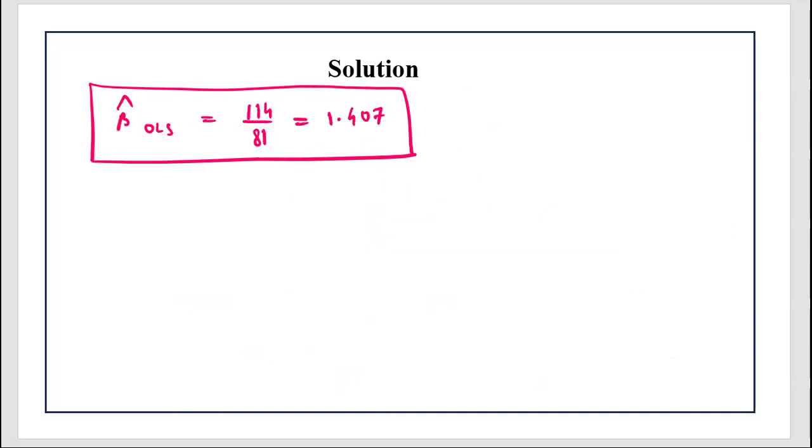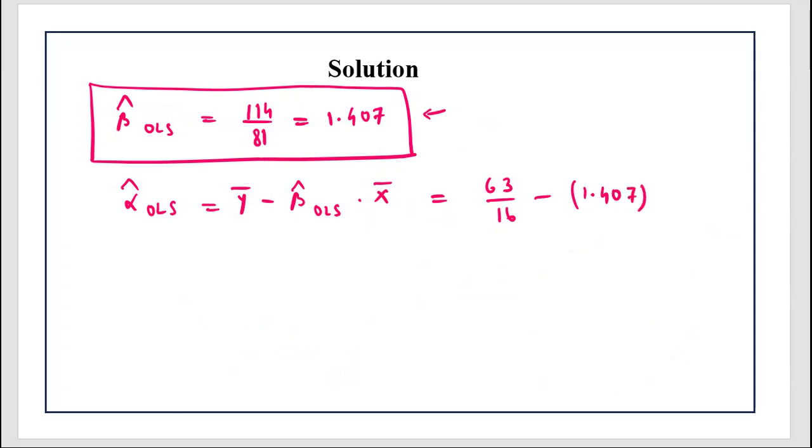Now, once you know beta cap OLS, you can simply find out what will be alpha cap OLS. What was this? It is y bar minus beta cap OLS into x bar. This is the formula. So y bar is what? Y bar was 63 upon 60. Beta cap OLS is simply this, which we just found out. And then you have x bar is 96 upon 60. Now again, if you calculate, this will come out to be minus 4.5045. You can do the calculation in your free time. You will get alpha cap OLS to be this.